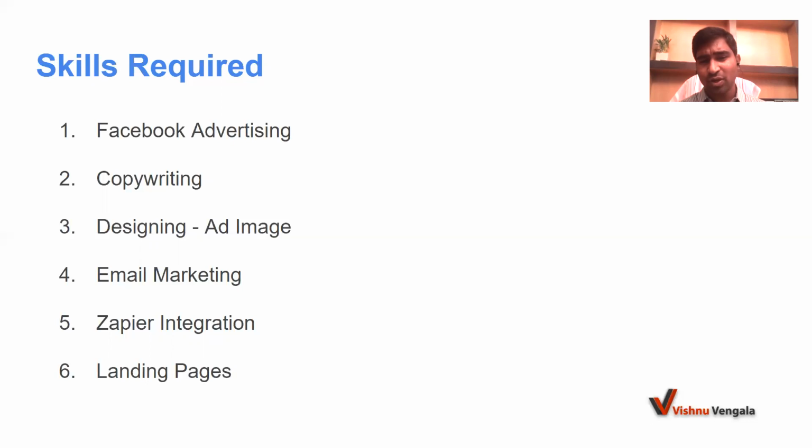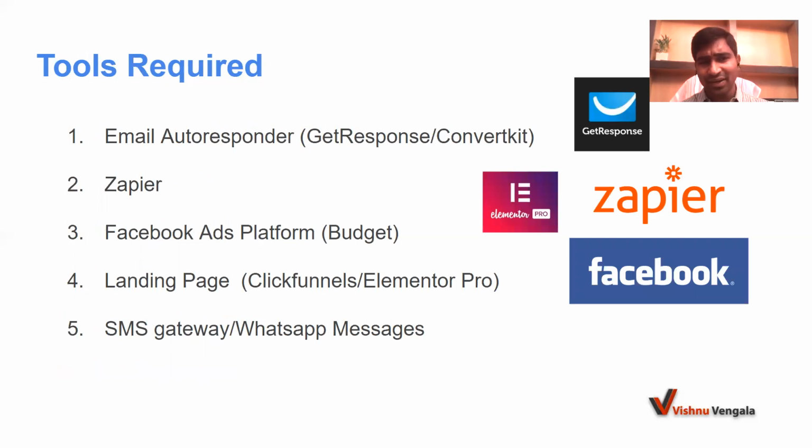You should also know about the Zapier tool, how to use it, how to set it up, and how to automate the complete sales process. You'd also be able to know how to design beautiful landing pages to collect the leads and build your email list. These are the different tools that you can use for email marketing.